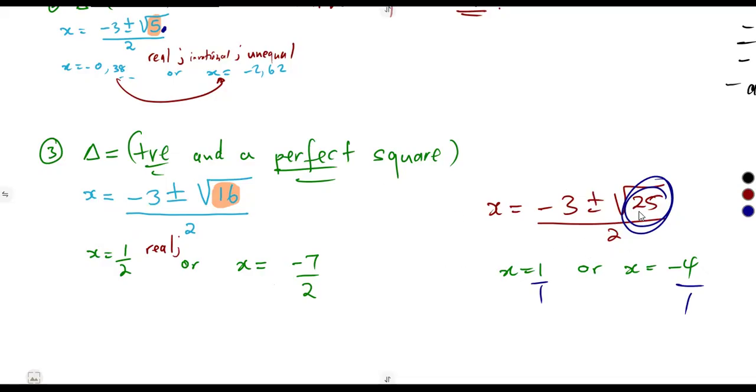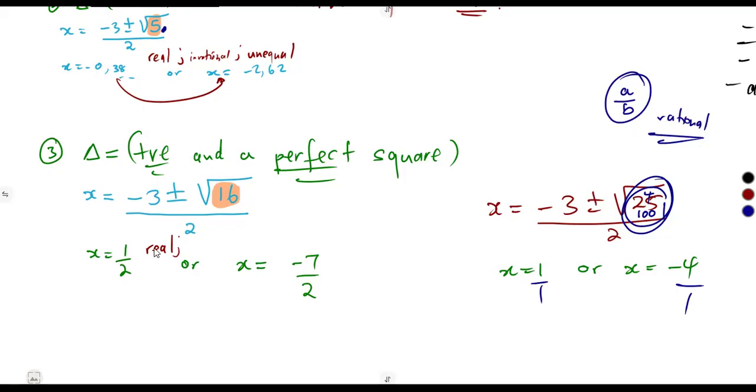Guys, try putting any number. Is it 100 here? Is it a 4? Is it a 1? Or any perfect square. You will see all your answers can be written as A over B, where A and B are integers, but B is not equal to 0. That's a rational number. All your solutions are going to be rational.